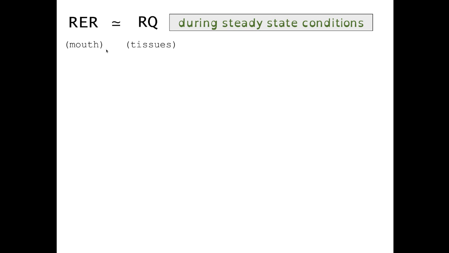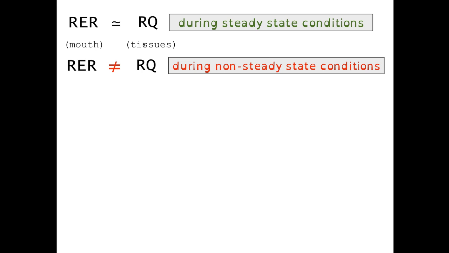So to summarize, during steady state conditions, RER measured at the mouth is approximately the same as what's going on at the tissues, with a bit of a time delay. However, during non-steady state conditions, RER no longer equals RQ. And these would include hyperventilation at rest, as well as exercise past the ventilatory threshold.